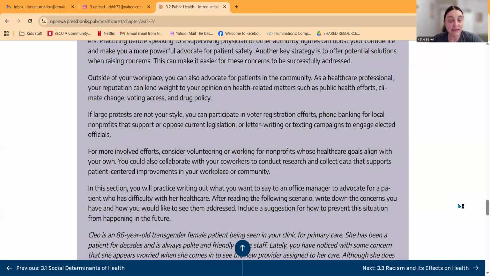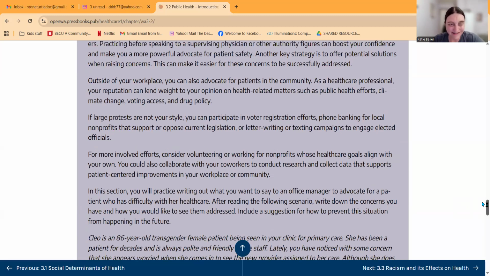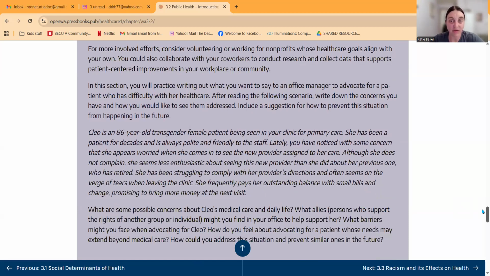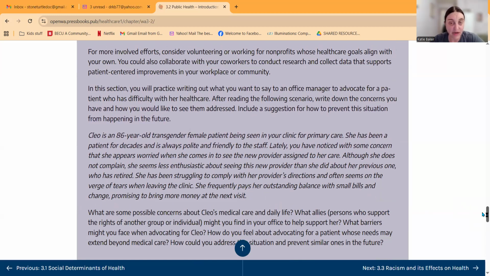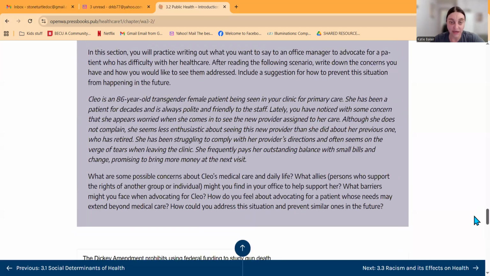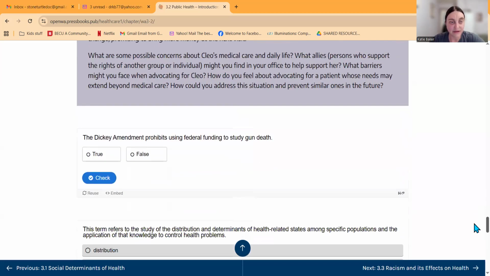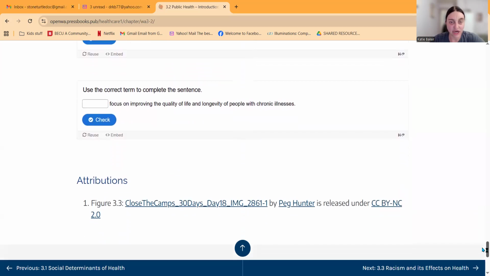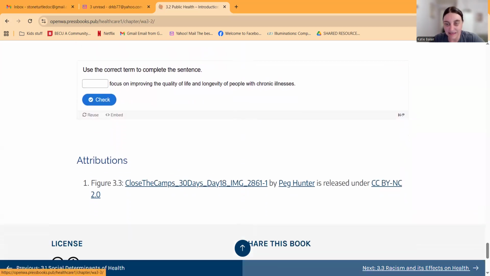The example in the skill stitch is a transgender female patient who may also be having some financial issues. So there are some questions that students can reflect upon in terms of how they could be an ally and an advocate for this patient of theirs. Okay, then we've got some true false questions, a few more knowledge checks, and we're on to the next section, which is racism and its effects on health.